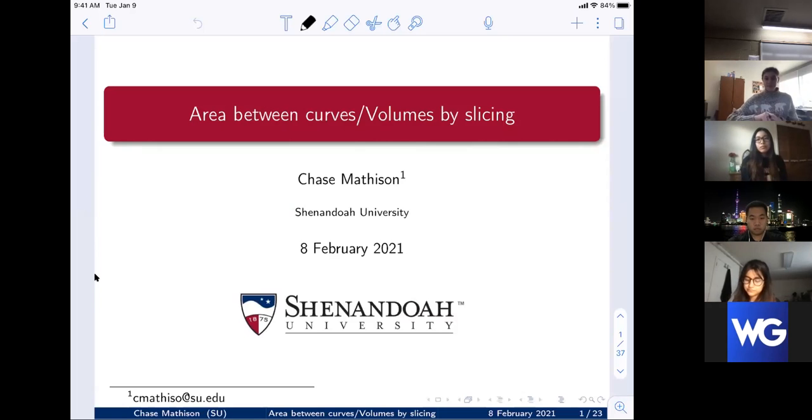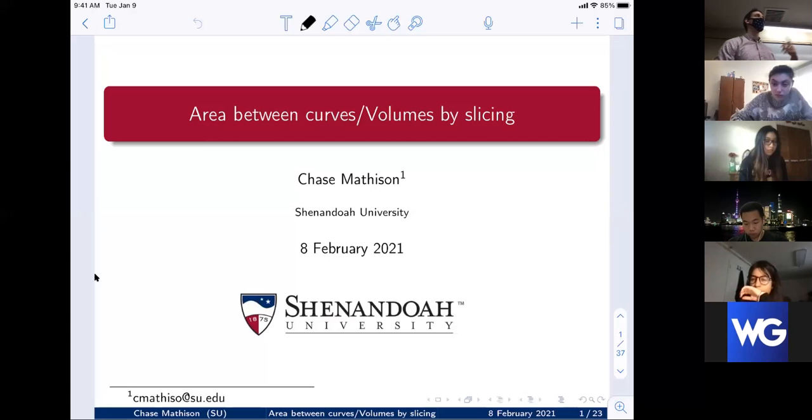Today, we're going to be talking more about areas between curves. And then if we have time, we're going to move on to volumes by slicing, which is going to be a precursor to when we talk about volumes of revolution. Okay, so I think we'll get through areas between curves today. It's not really anything new. Instead of integrating over the x-axis, we're going to integrate over the y-axis instead, but do everything that we did last week.